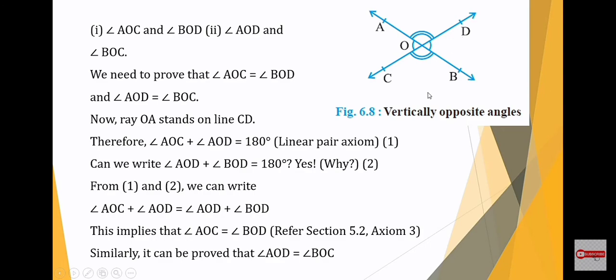Angle AOD plus angle BOD, because they form a line. These angles lie on a line, so their sum will be 180 degrees, by the linear pair axiom. That is equation number 2. So from equation number 1 and equation number 2, we can write angle AOC plus angle AOD will be equal to angle AOD plus angle BOD.